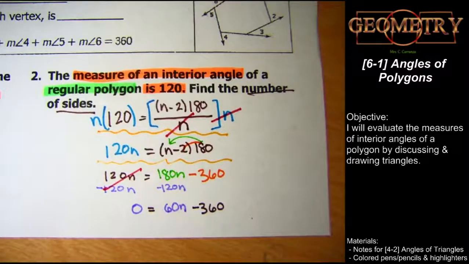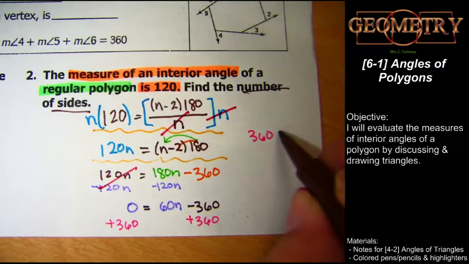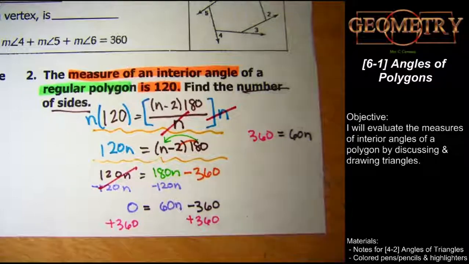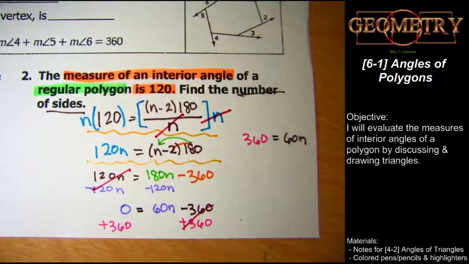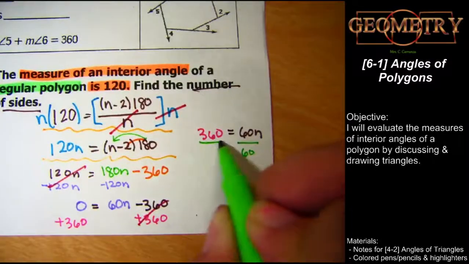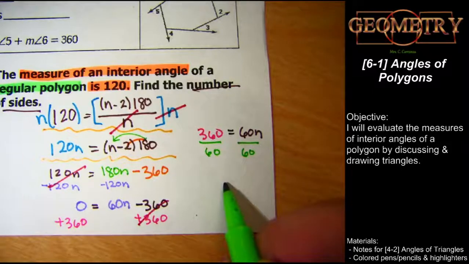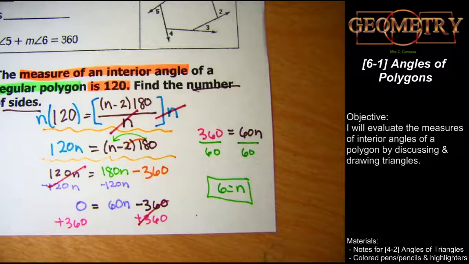I'm trying to get n by itself. Then we add 360 to both sides to get rid of the 360 on the right-hand side. When I do that, I have 360 equals 60n. And then we're going to divide by 60 on both sides and be left with 6 equals n. Our polygon has 6 sides.